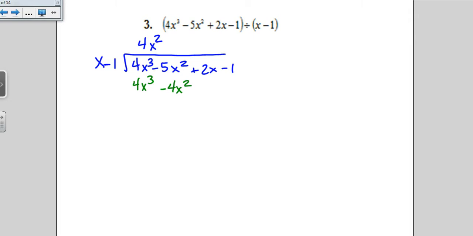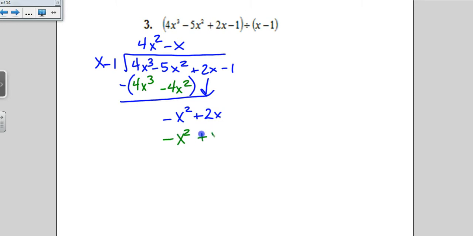Now remember, we're supposed to be subtracting these. So the 4x to the thirds cancel. And negative 5x squared minus a negative 4x squared is really negative 5 plus 4. So we get a negative 1x squared. I'm going to go ahead and bring down the plus 2x. And then we're going to divide again. So x divides into negative x squared. Let's see, negative x times. Then if I multiply those, negative x times x minus 1 gives me negative x squared plus x. And remember, we're supposed to subtract that.